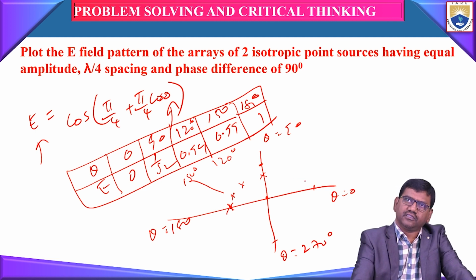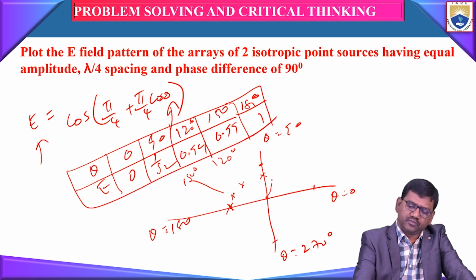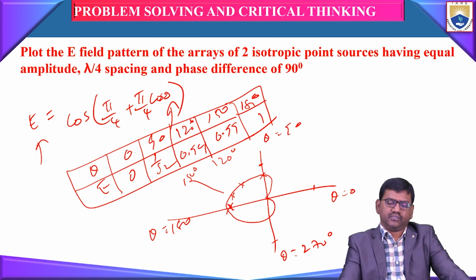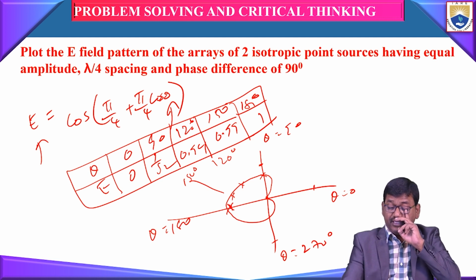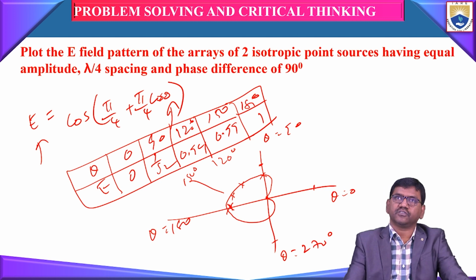So like this you need to mark all the points and join all those points. You will get the radiation pattern like this. So this is the E field pattern of an array of two isotropic point sources having equal amplitude, lambda by 4 spacing and a phase difference of 90 degrees.